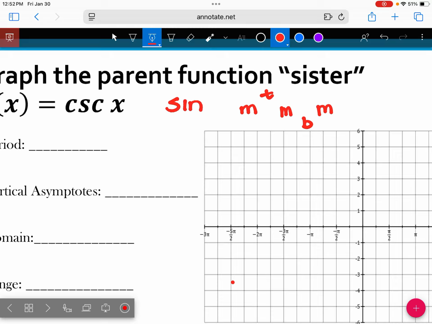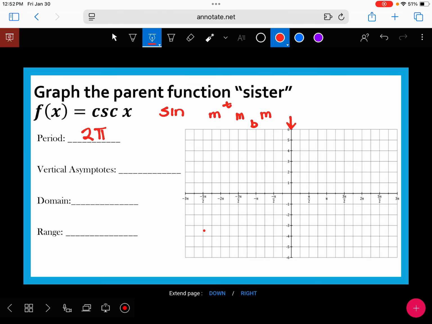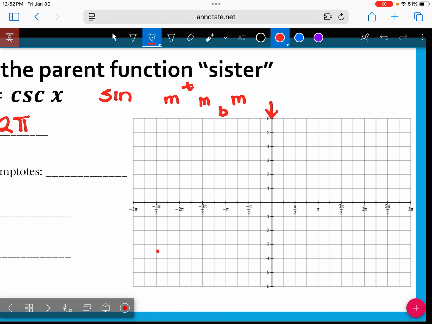Now, we're graphing the parent function. The parent function starts at 0. So I'm going to start here at the 0. And what is my period? What's the number in front of x? 1. So my period is 2 pi. How many hops do I go for 2 pi? 8. So let's hop 8.